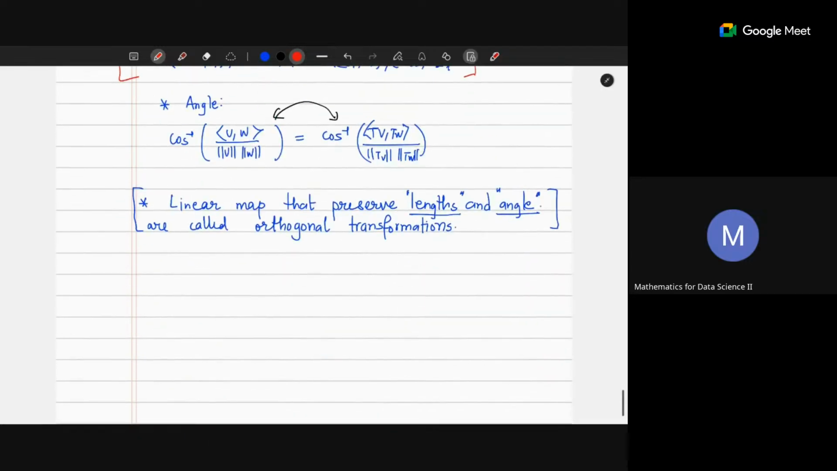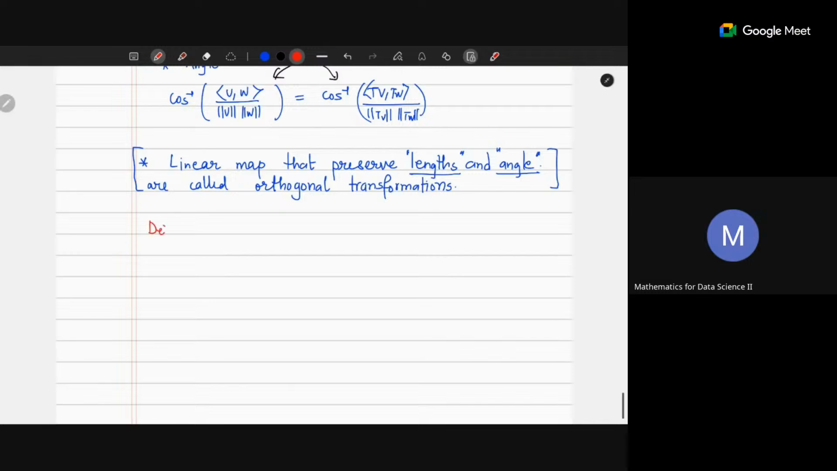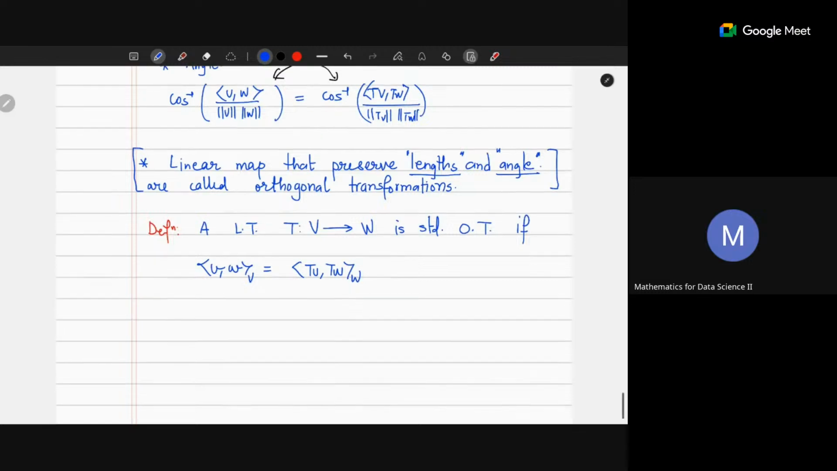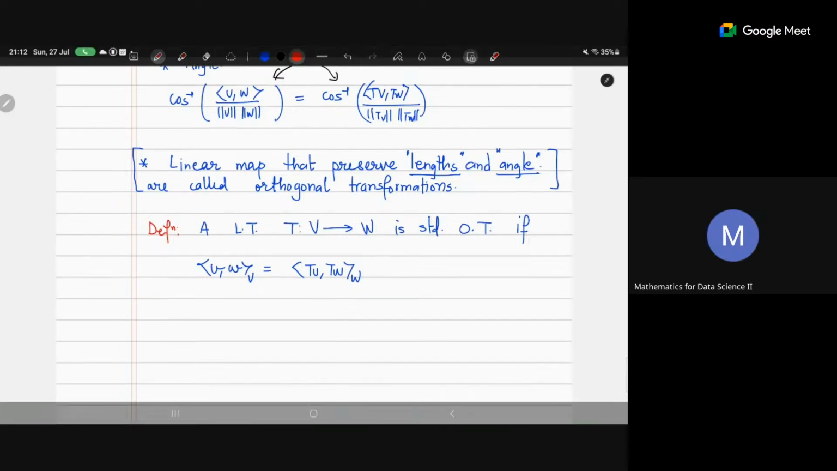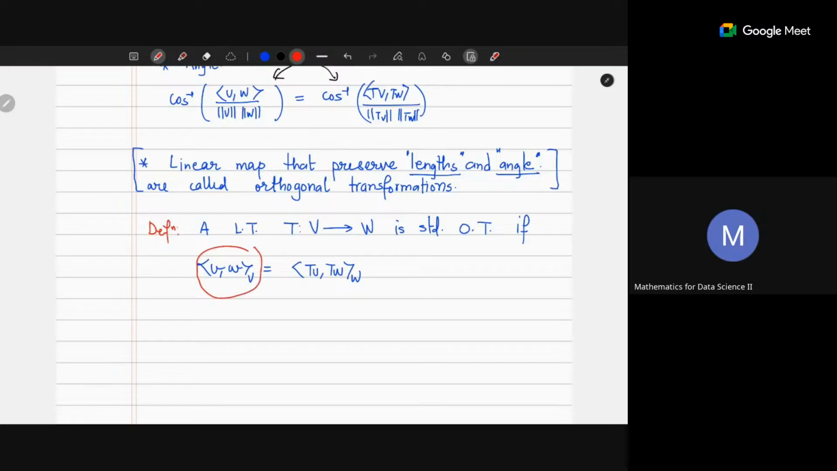Mathematically, the definition goes as follows: a linear transformation T from vector space V to W is said to be an orthogonal transformation if the inner product of v and w is the same as the inner product of T(v) and T(w). One thing to notice here is that on the right-hand side you are applying the inner product of W, because the elements are in W, and on the left-hand side you are applying the inner product of V.